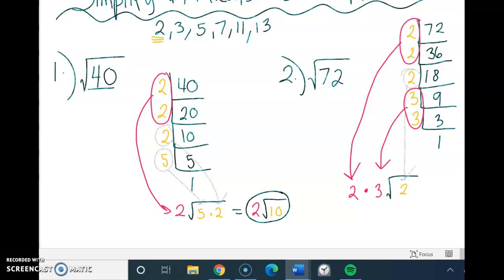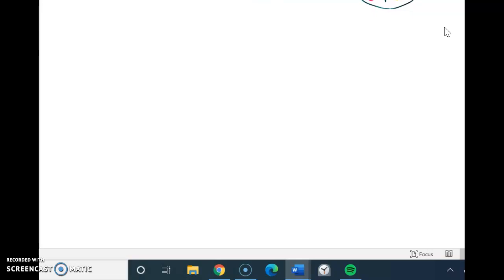Okay, so then the last thing I want to do is simplify. So I'm going to simplify 2 times 3, which would give me 6. Bring down my radical, bring down my 2, and that is my final answer. Okay, all right, so let's move on to a third example.